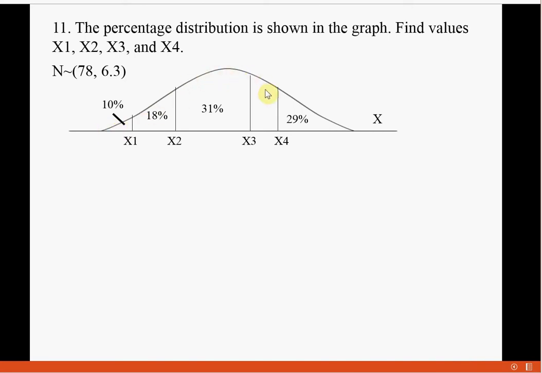In this entire distribution, this corner is 10%, from x1 to x2 is 18%, from x2 to x3 is 31%, and from x4 to the right, this whole corner is 29%. So what we need to find out is the value of x1, x2, x3, and x4.